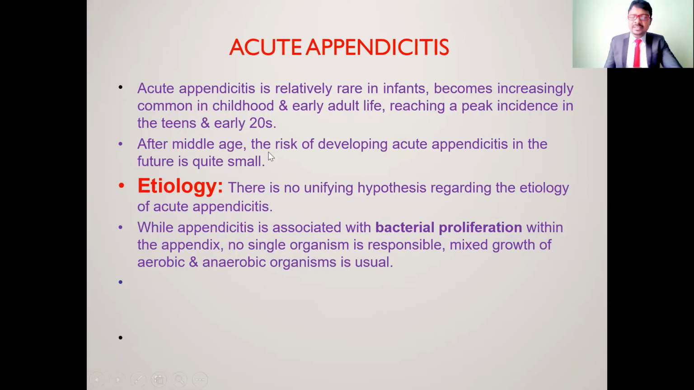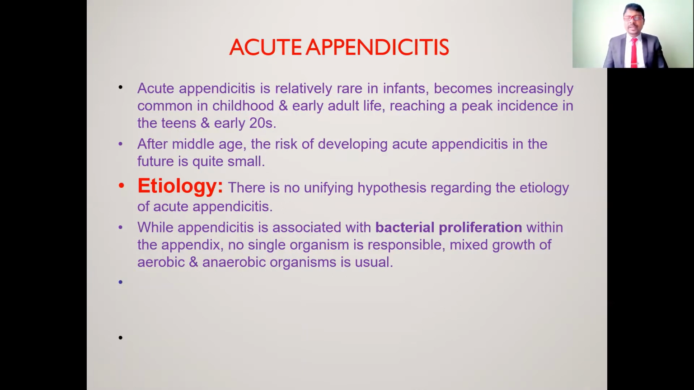After middle age, the risk of developing appendicitis in the future is quite small. So it most probably happens in the late teens and early 20s, and may also occur in middle-aged people, but the risk of developing acute appendicitis later is very small. There may also be chronic appendicitis, a progression of infections or inflammations, but the acute form happens in the early 20s.